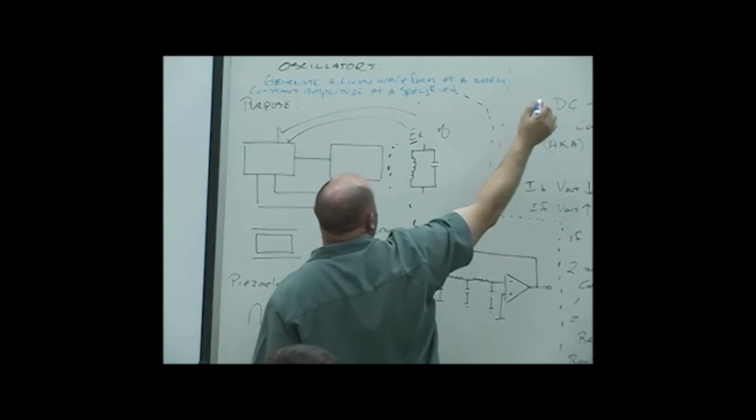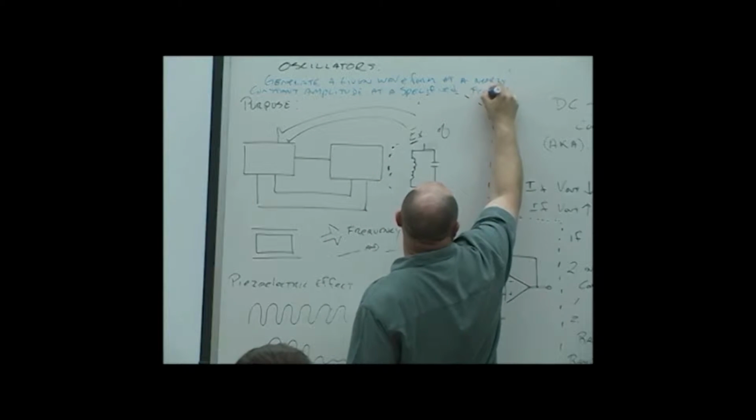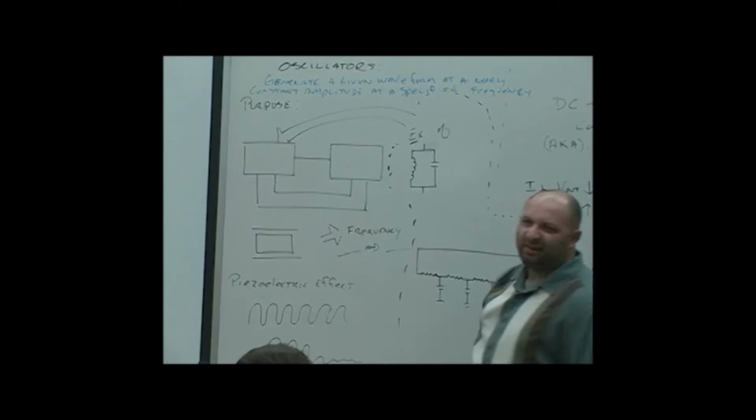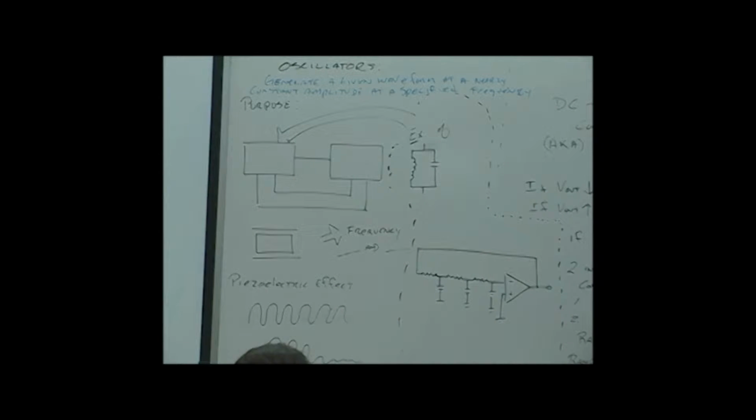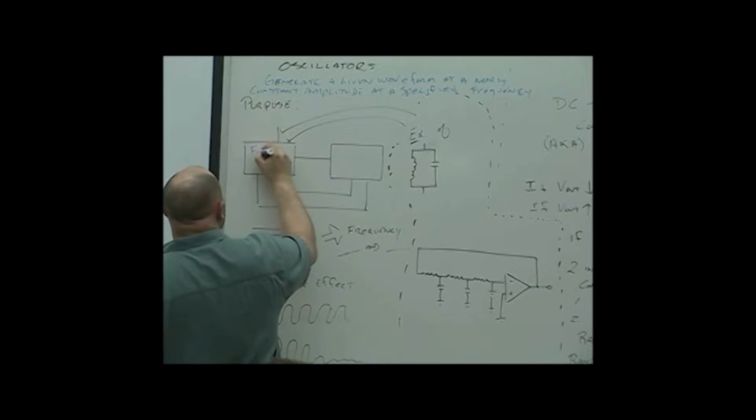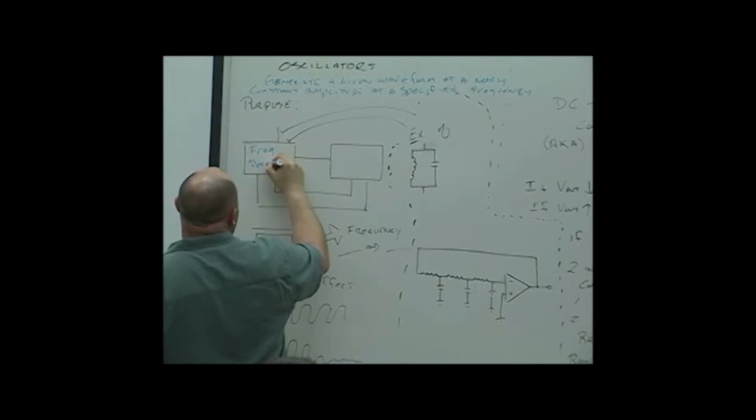Specified is probably a better word. Frequency, because you have to basically select it, right? No, you have to determine the frequency. It's not like one of the blocks. What's the first block called? Oscillator. Frequency determining network. You need to know these things.